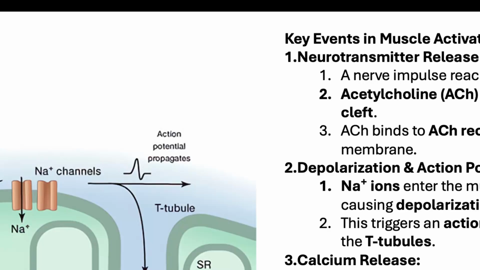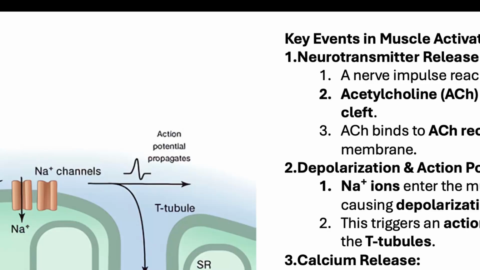Calcium is released in the cytoplasm of the muscle cell. Calcium binds to the troponin-tropomyosin complex, exposing binding sites on actin, and myosin heads bind to the actin, forming actomyosin cross bridges. This leads to muscle contraction.